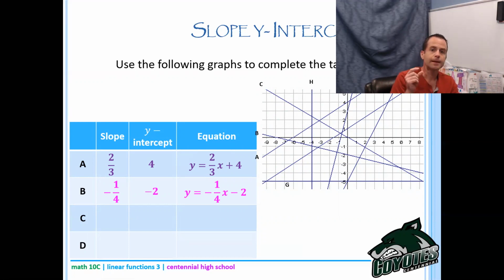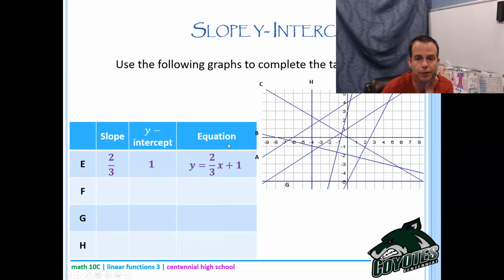Your slope ends up being the number that's in front of your x, and your y-intercept ends up being the number that's by itself at the end. For c, you should have gotten a slope of -3/5, a y-intercept of 0, and that would have given you the equation y equals -3/5x. Give d a shot, and you should have gotten a slope of 4, a y-intercept of 3, and that would give you the equation y equals 4x plus 3. Okay. For e, you should have gotten a slope of 2/3, a y-intercept of 1, and that would get you the equation y equals 2/3x plus 1.